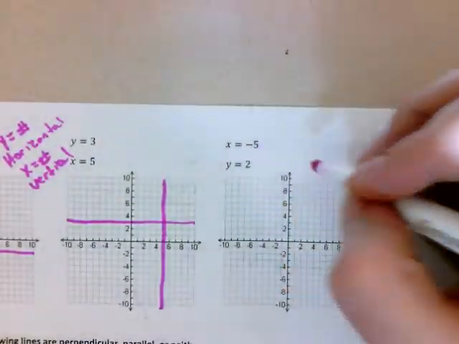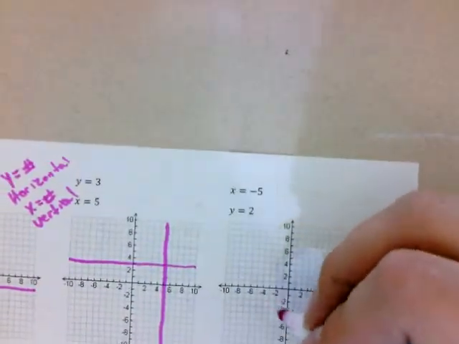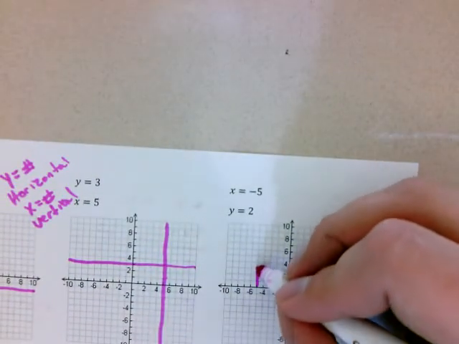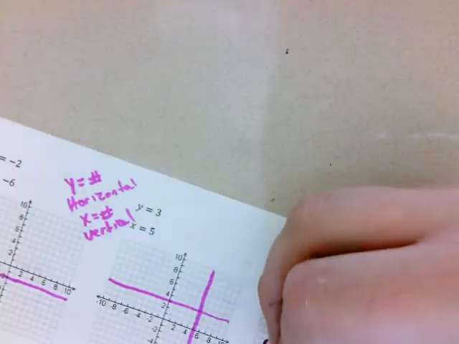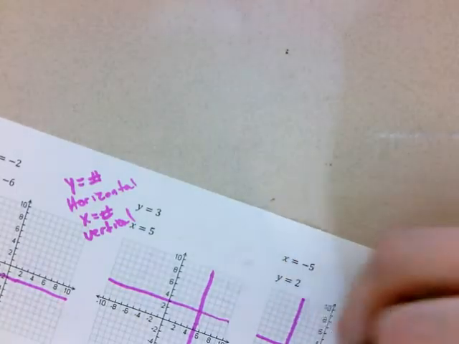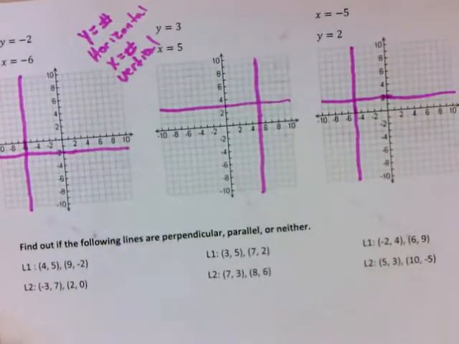Last one. X equals -5. So we find where x is -5, which is right here, and make a vertical line. Y equals -2, so we're going to find where y equals -2 and make a horizontal line. It should look like that.